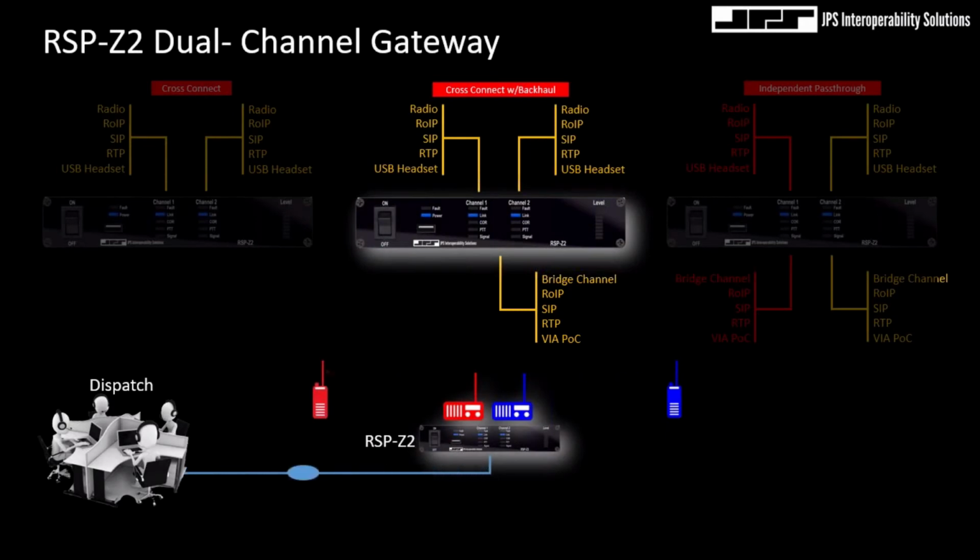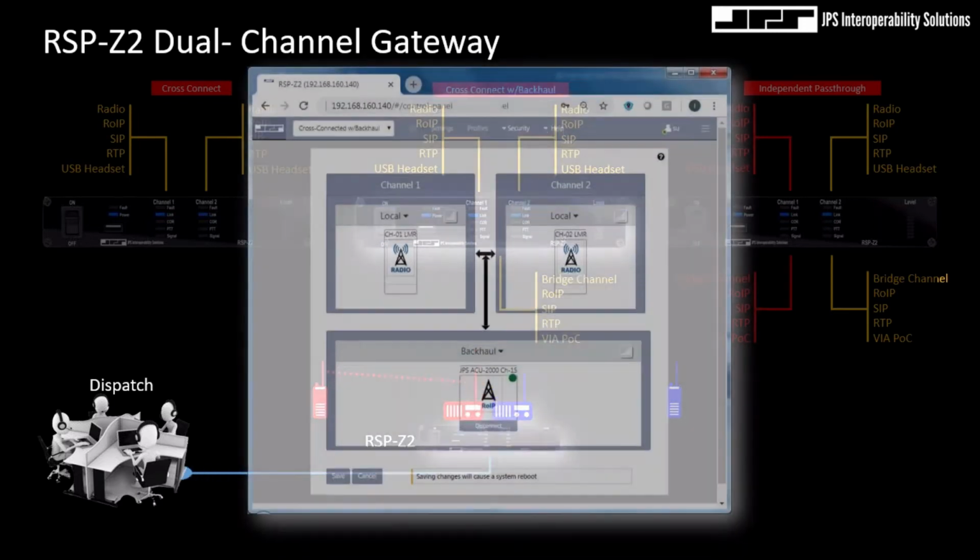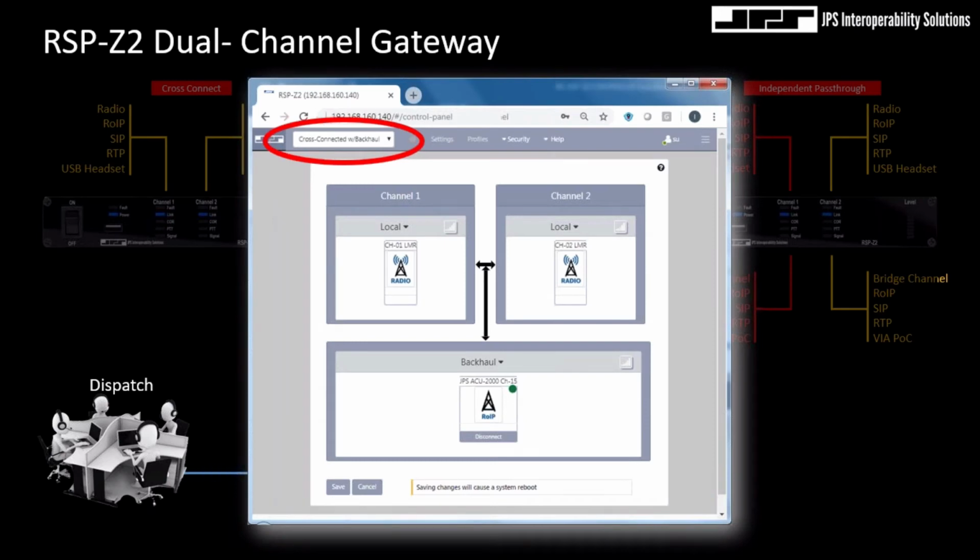And in the example below, we're able to share interoperable communications with a dispatch console over a single digital backhaul link. This is what the cross connection with a single backhaul looks like from the browser user interface. And again, you can configure the entire system from the menu selection at any time.